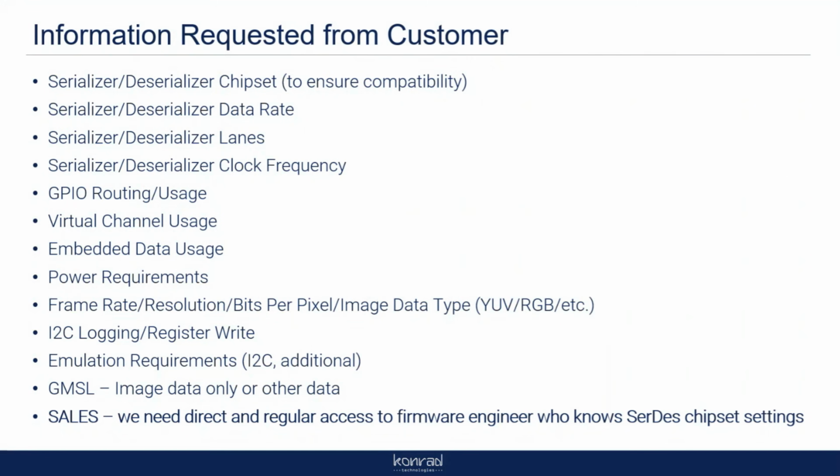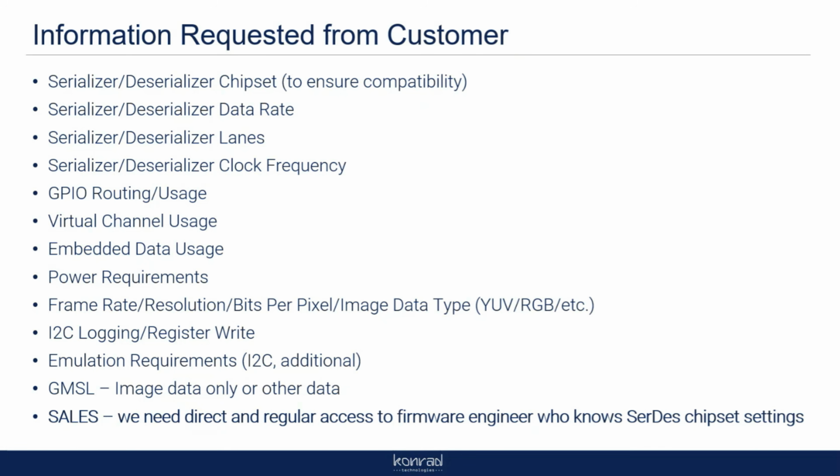These are the things we need, and this is for your own sake too, in order to be successful in any of these applications. You need to know the chipset first off to ensure compatibility, because you don't want to spend $17,000 on an NI card when it's not going to work. Beyond that, you should have the following information before you even look at getting the card: do you know the data rate? Do you know the lanes? Do you know the clock frequency? Do you know the GPIO routing and usage of it? Like, what is the purpose of your GPIOs? Are you using any virtual channels? Do you have embedded data?